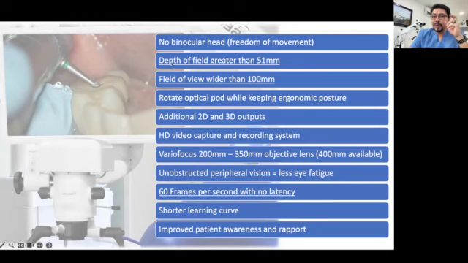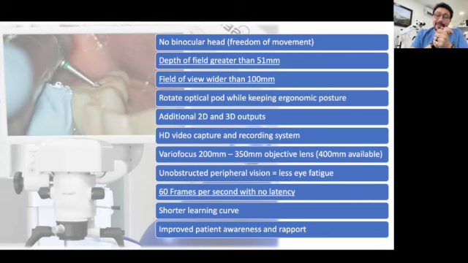Very important, the depth of field is greater than 51 millimeters. With the surgical 3D microscope, the Promise Vision, you are going to have a field of view that is wider than 100 millimeters. What does this mean? In the lower magnification, you can have in focus the upper and the lower maxilla, from the canine to the second molar, for example, because we have a very nice depth of field as well. When you increase the magnification, the depth of field will reduce, and we will see how that changes.